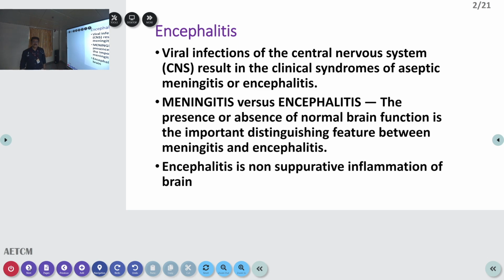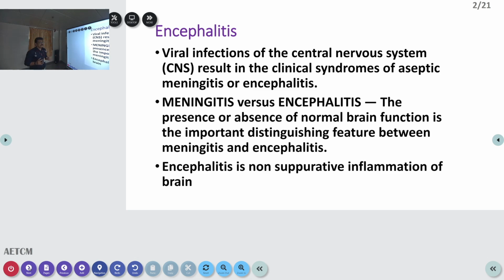Most of the time, encephalitis is produced mostly by viral infections, some autoimmune diseases, malignancies, immune-mediated problems like that. Rarely, bacteria also can produce encephalitis. But meningitis is predominantly produced by bacteria, some tuberculosis, fungus, all these things. So encephalitis mostly means viral encephalitis. Meningitis mostly means bacterial, tubercular, fungal, like that.